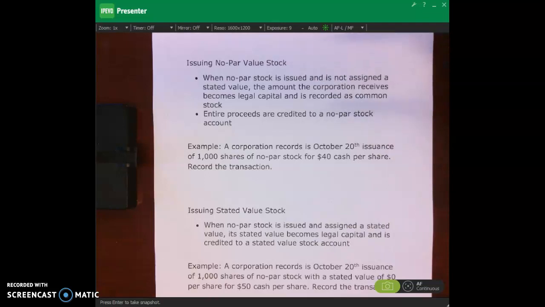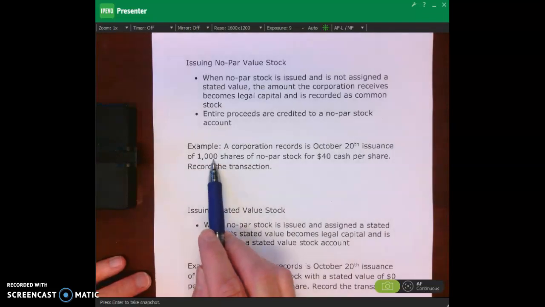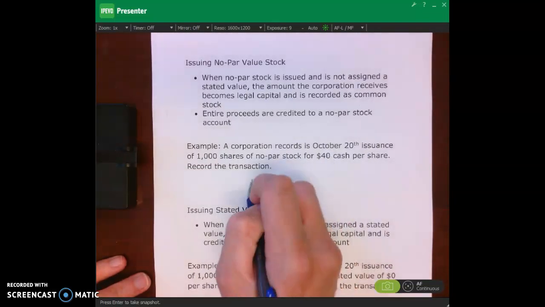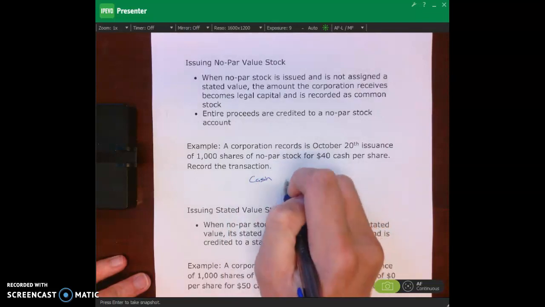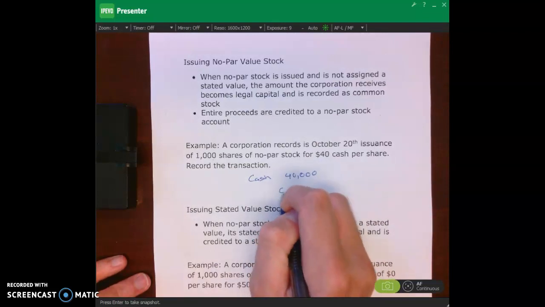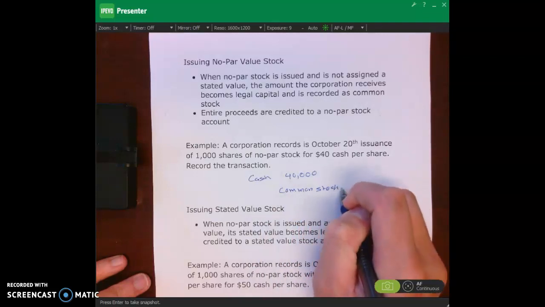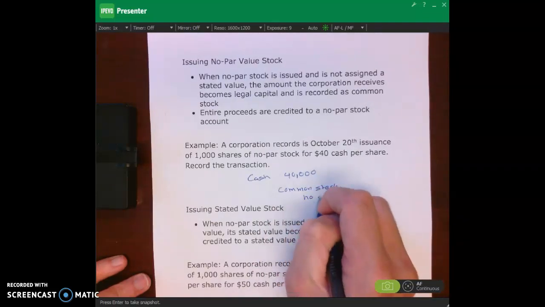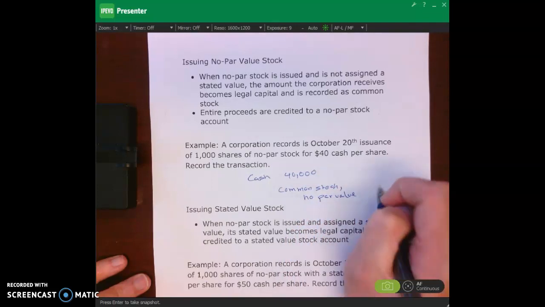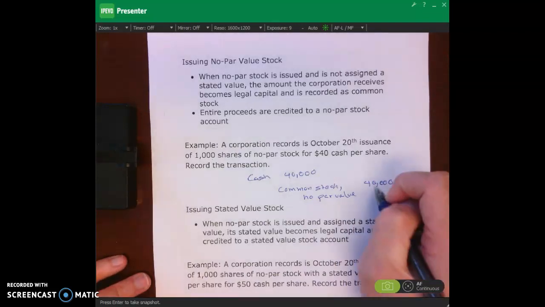So when we look at this example, it says a corporation records its October 20th issuance of 1,000 shares of no par stock for $40 per share. So we're going to take our 1,000 times our 40, debit to cash, 40,000, 1,000 shares times the 40, and then we come over here and we say our common stock, okay, no par value, 40,000. Okay, that would be our journal entry.